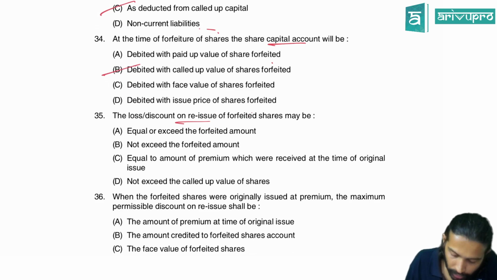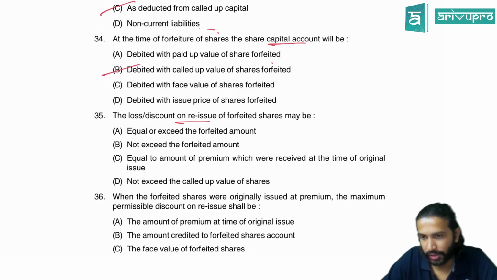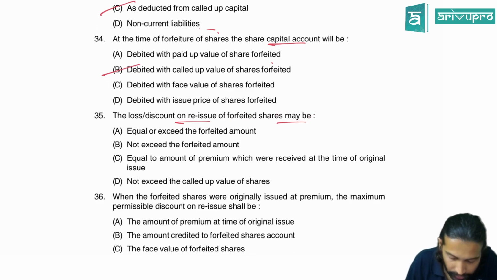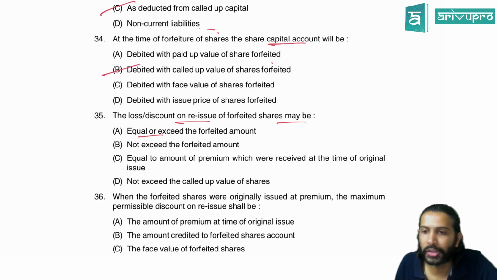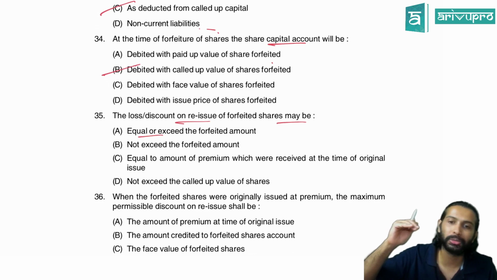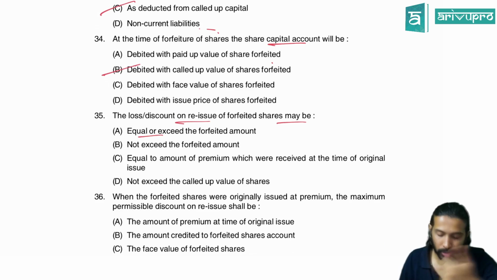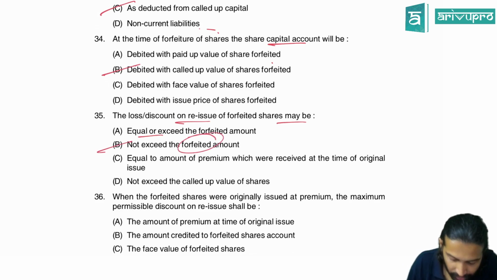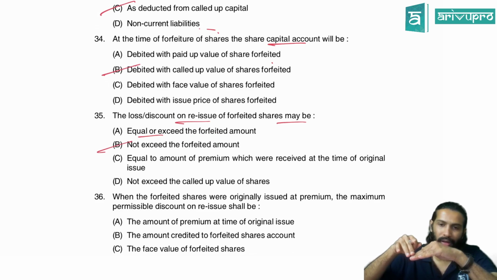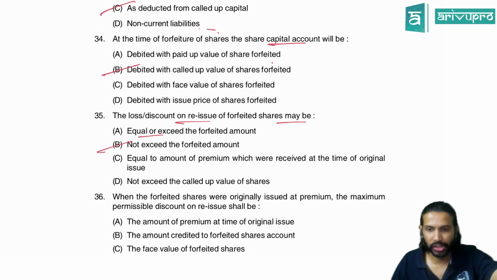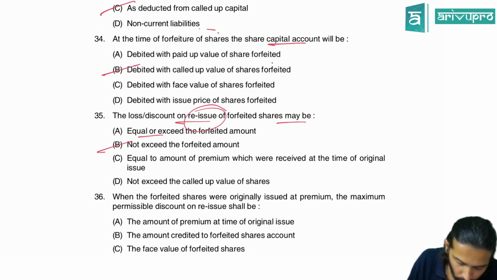Remember when you reissue the forfeited shares, there could be some loss. That loss can be equal to or exceed share forfeiture. Can the loss exceed the share forfeiture account? No. The maximum discount that you can give is up to the share forfeited, meaning the discount or loss on reissue cannot exceed the share forfeited amount.